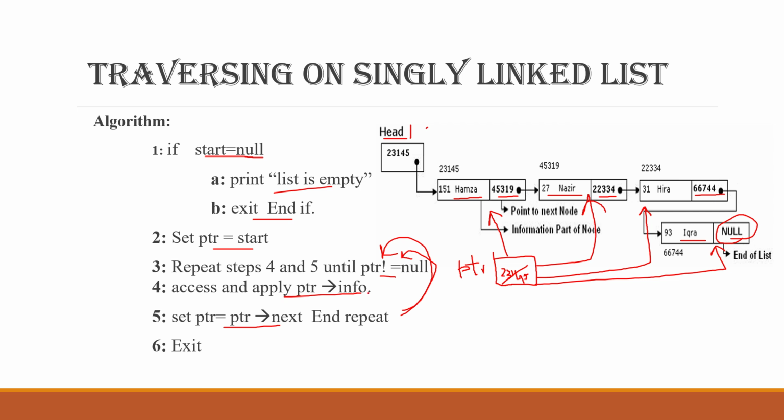pointer is not equals to null. Yes, pointer is now equals to null. The procedure will stop here and the loop ends, and the whole list is now traversed, and all the data elements are checked, or whatever the operation we have applied here is now completed.